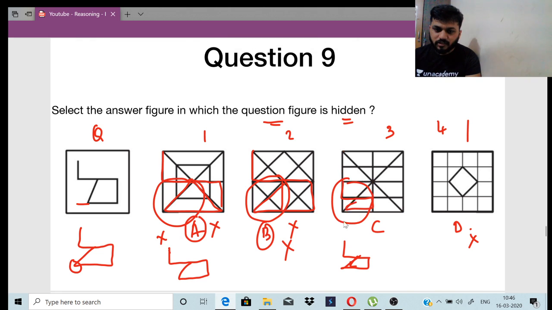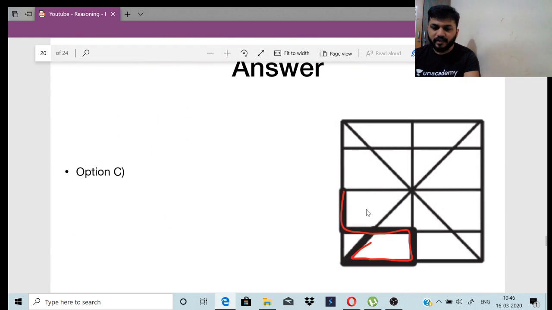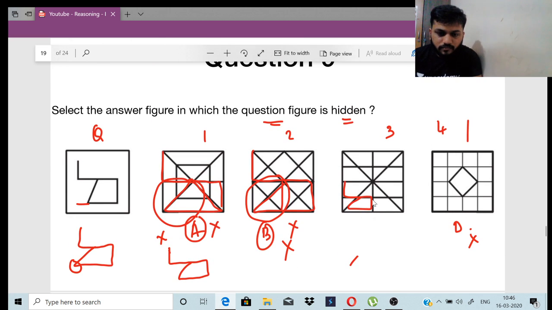I will erase it once more. See it properly. So, got it? Option C. No, in A it is not available in the fourth part. See here, okay? Shashank, don't confuse with this. In C, you can get like this also.